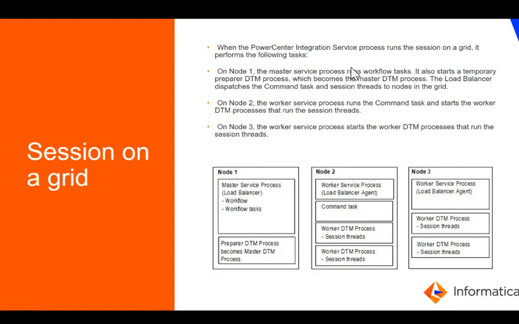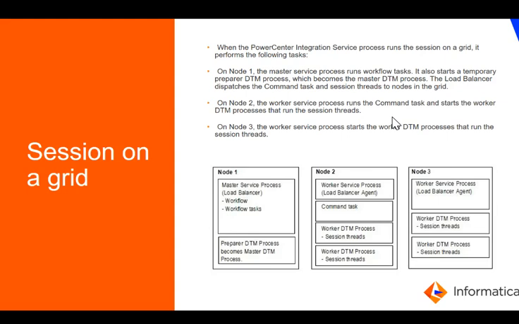So in this scenario, the master IS process runs the workflow task. It also starts a temporary preparer DTM process, which becomes the master DTM process. The load balancer dispatches the command task and the session threads to nodes in the grid, and the worker service process runs the command task and starts the worker DTM process that runs the session threads. On node 3, the worker service process starts the worker DTM process that runs the session threads. So yeah, this is pretty confusing.